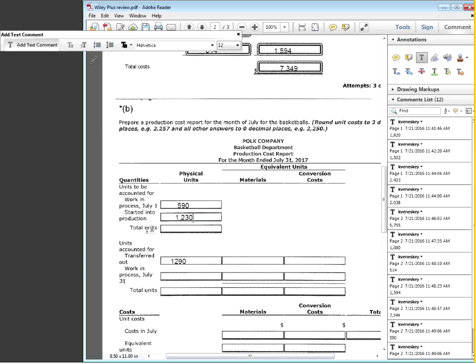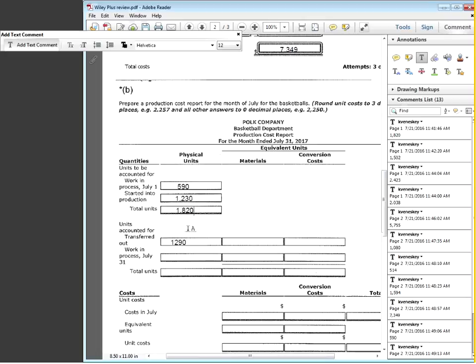And then we simply just add those up. It just says total units here. So add those up and I got 1820. Physical units. So we've already got the 1290 units accounted for, transferred out.